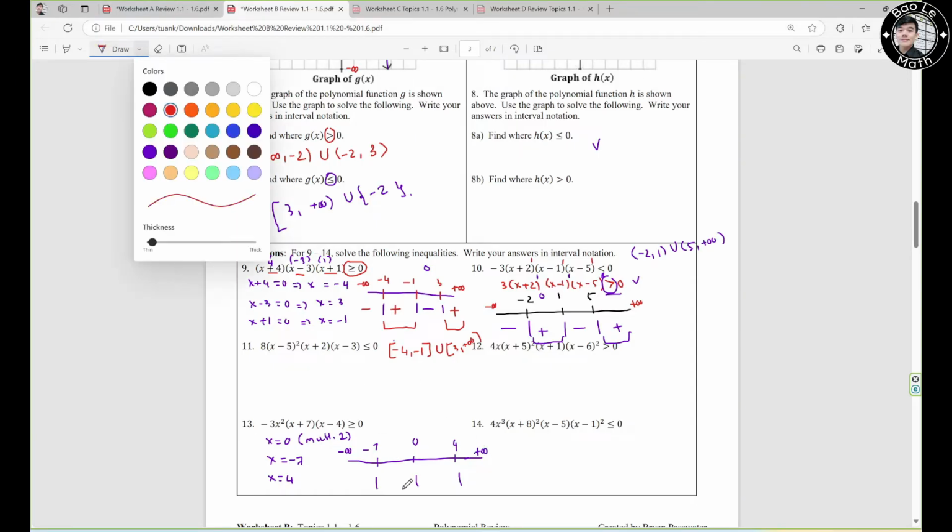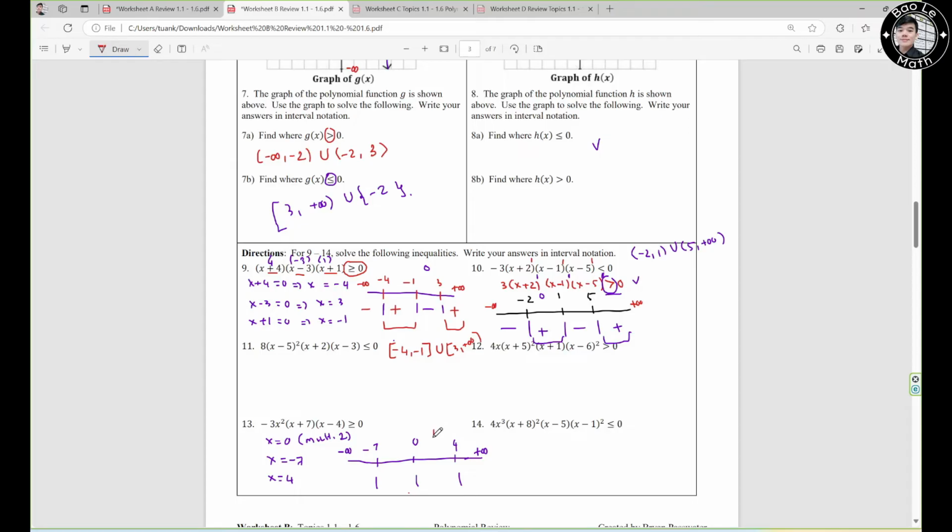So I look at this one right here. I need to pick a number. I pick number 1 right here. I substitute 1 into this inequality. So I have negative 3 times 1 times 8 times negative 3, right? So it's going to be positive, right? So this guy is positive. I put positive here, right?